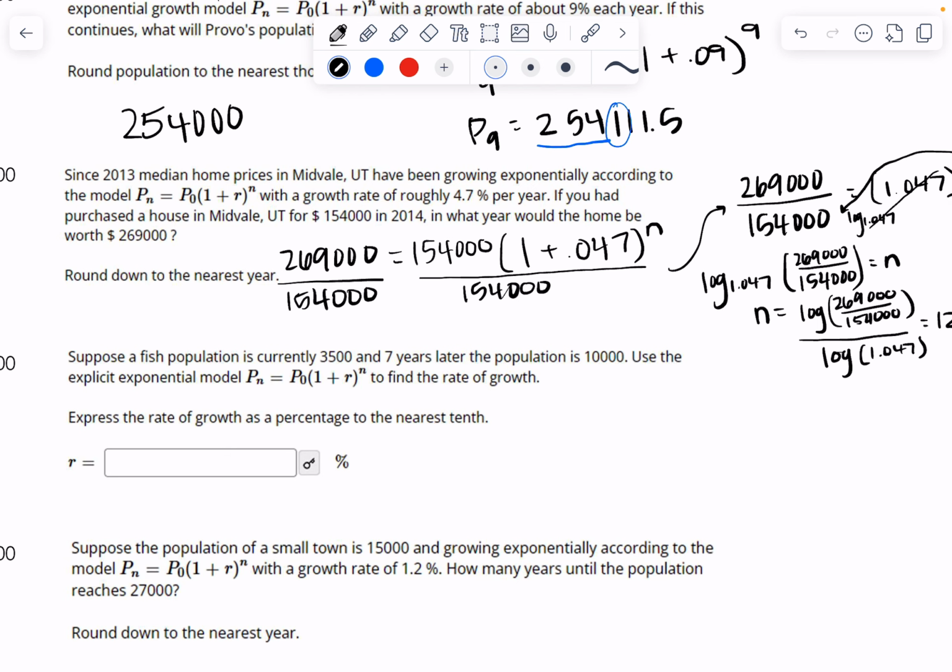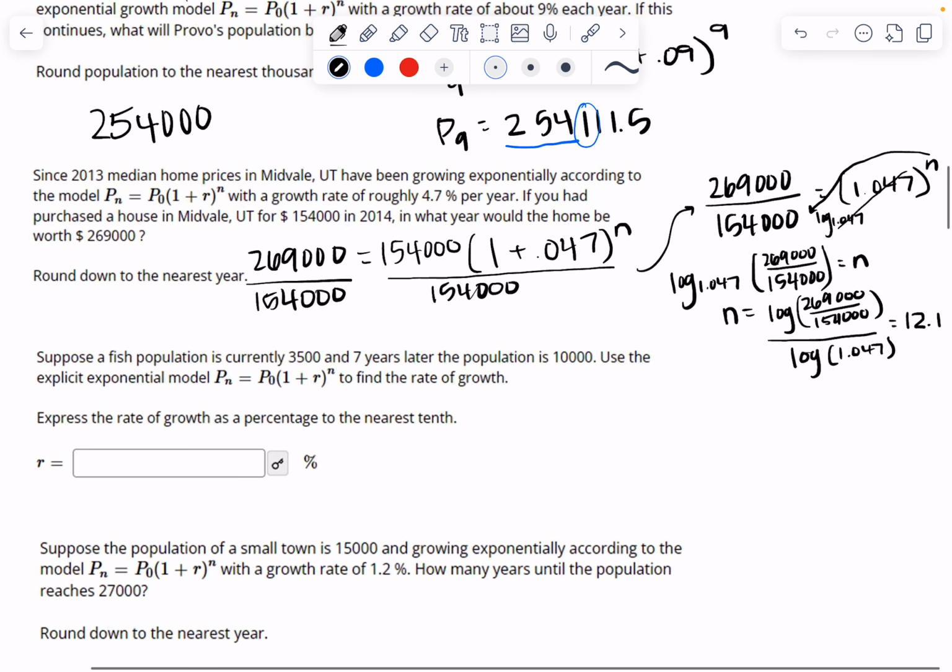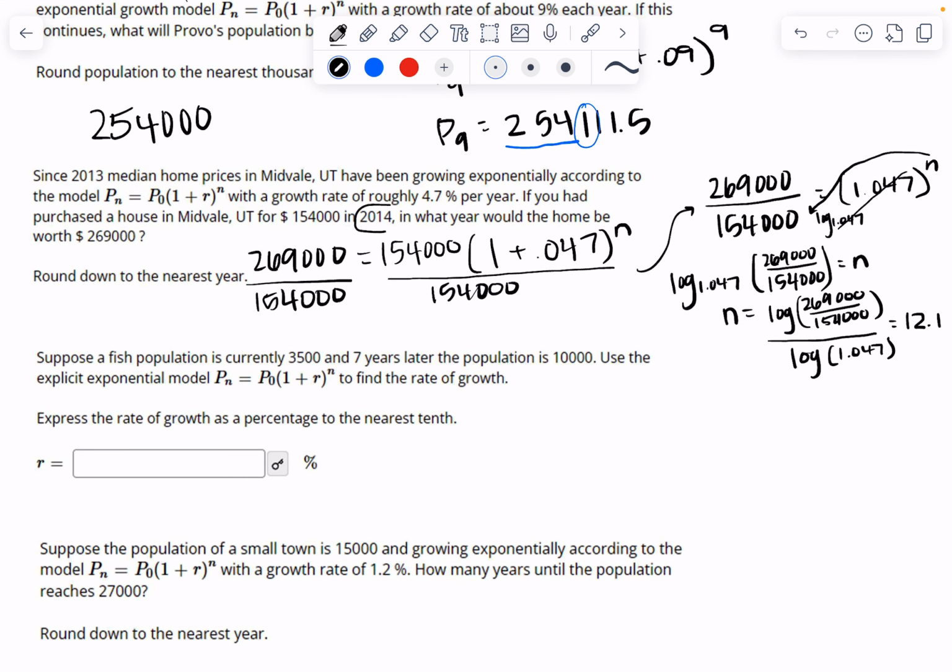And then it says, in what year would it be this cost? So you purchased the home in 2014. 12 years later would be 2026. So one thing with this is that first number is not the right number for what you're using. It says that you purchased the home in 2014. So the first year that they give you is extra information that you don't need to use.